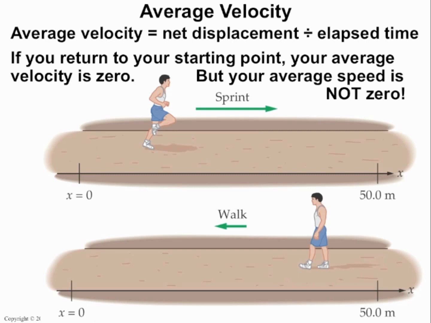However, his average speed is definitely not 0, right? His average speed is not 0 because speed is a scalar quantity. But his average velocity is 0 because velocity is a vector quantity. And velocity depends on net displacement, whereas speed only depends on distance. So what's the total distance for this guy's trip? It's 100 meters because he goes 50 meters in the positive direction and then 50 meters in the negative direction. But that's a total distance of 100 meters, and yet it's a net displacement of 0.